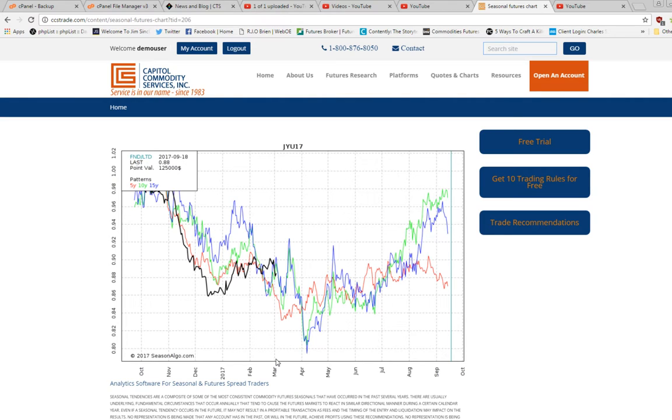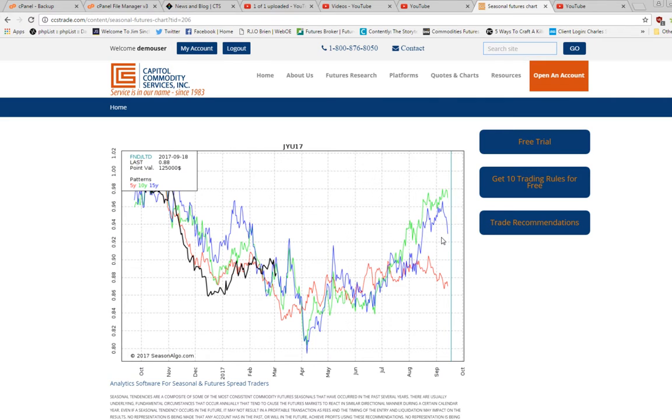Let me explain the chart first off. The black line represents the current contract and price, going into early March 2017. Okay, the red line represents the 5-year seasonal pattern. The green line represents the 10-year seasonal pattern. And the blue line represents the 15-year seasonal pattern.